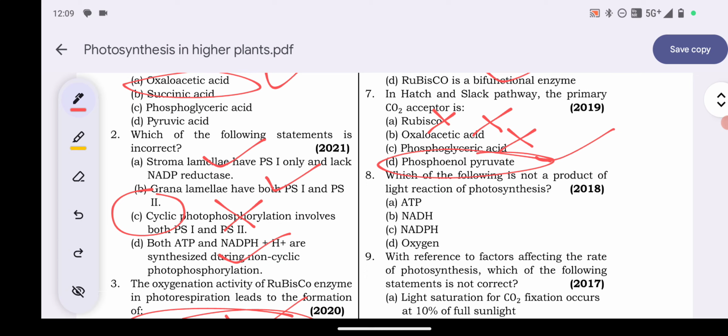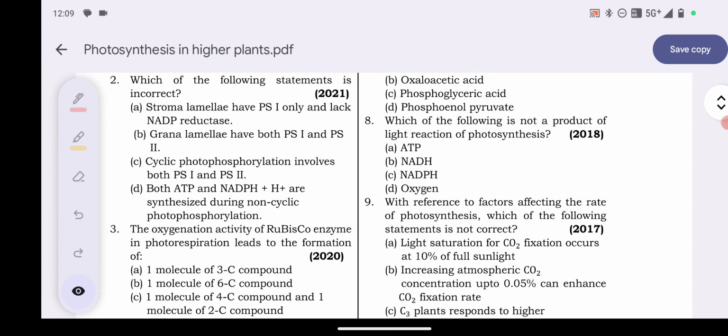Hatch and Slack pathway is a cyclic pathway for CO2 fixation. The primary CO2 acceptor is a 3-carbon compound, that is the phosphoenol pyruvate, which is present in the mesophyll cells. Okay, so PEP is the answer.